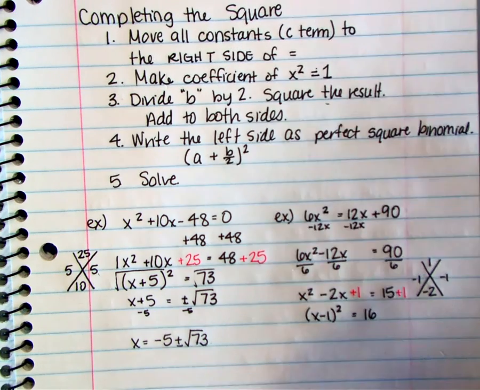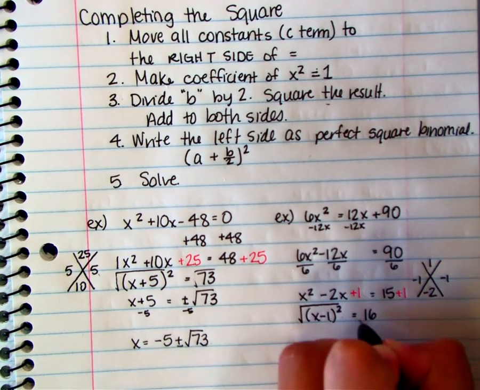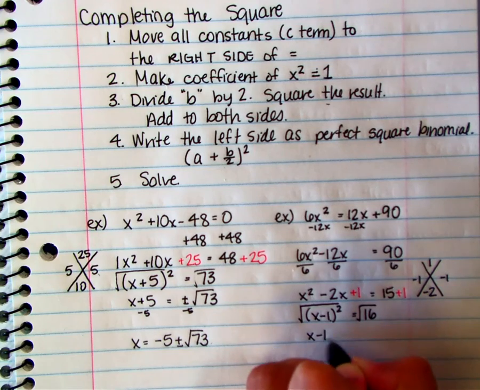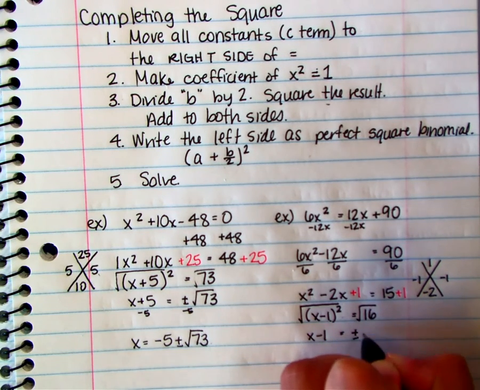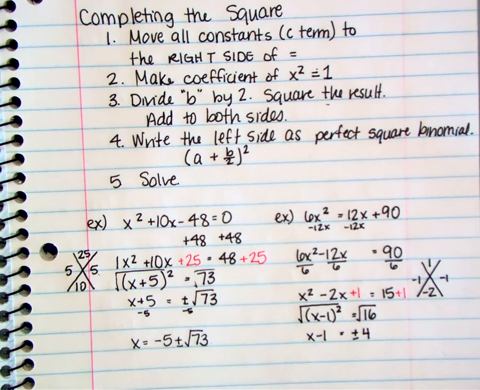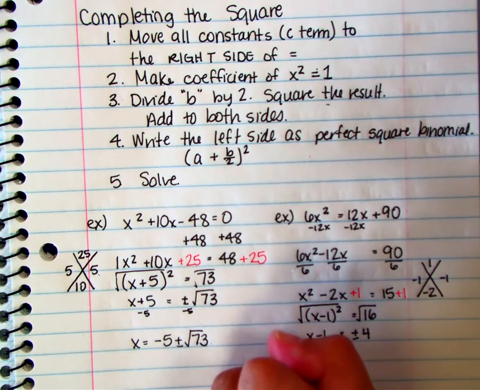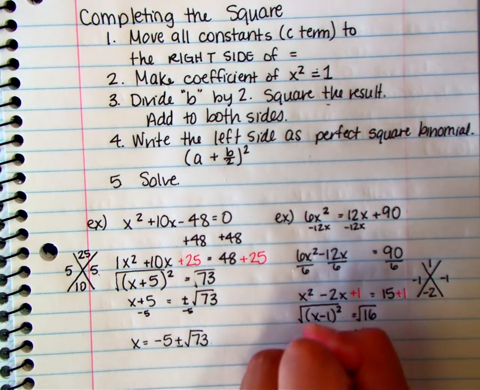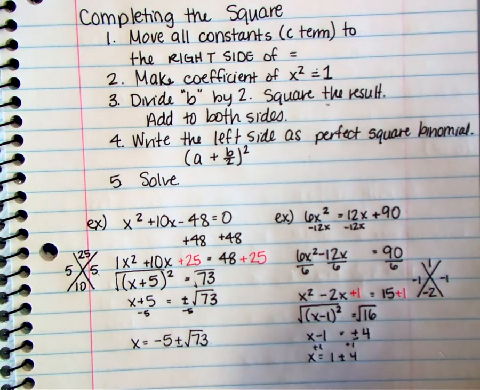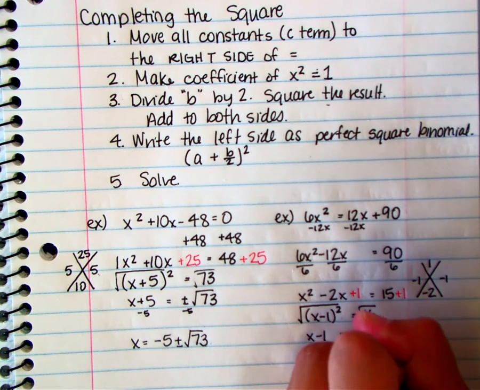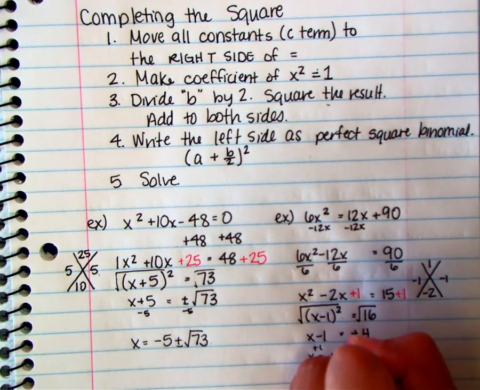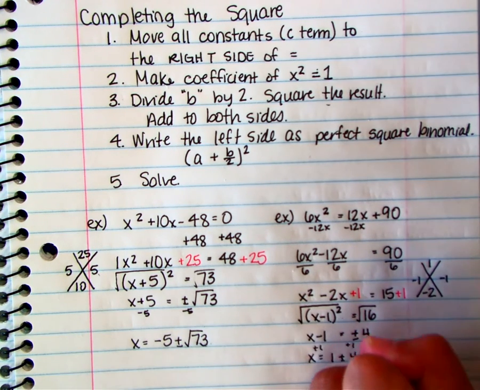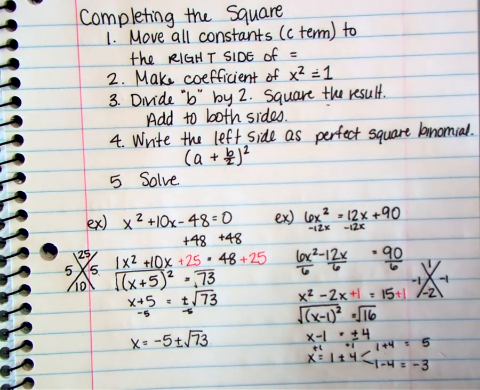And then last steps, we'll solve. So we'll take the square root of both sides. The square root of 16 is plus or minus 4. It's really important not to forget that you have a positive and negative solution. And so we'll have x equals, we add 1 to both sides, 1 plus or minus 4. And so we know that simplifies, so we'll have 1 plus 4 and 1 minus 4, and so we end up with a 5 and negative 3.